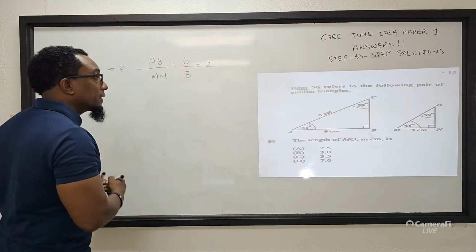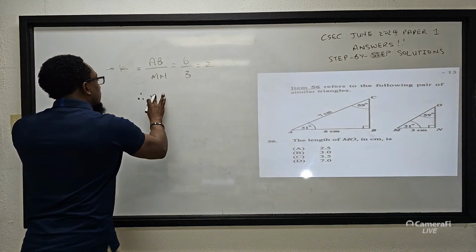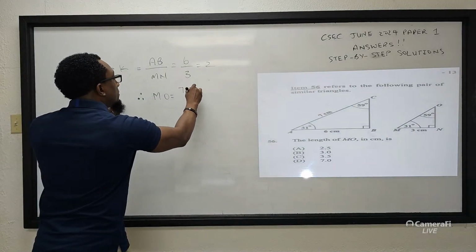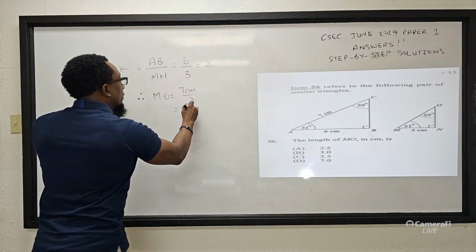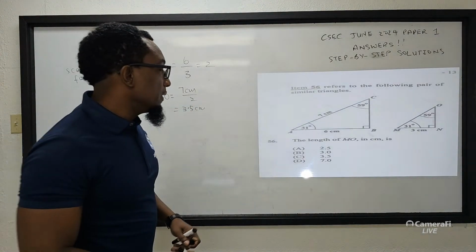So I know that the length of MO will be 7 centimeters divided by 2, which is 3.5 centimeters. Whose answer there is C.